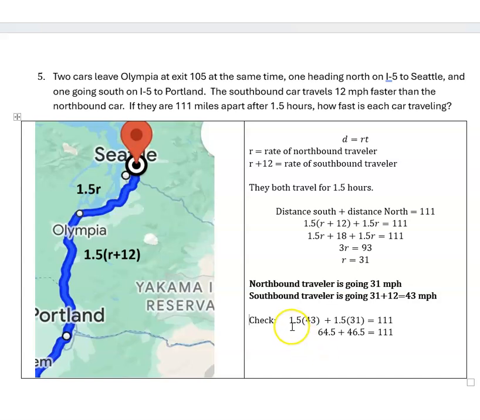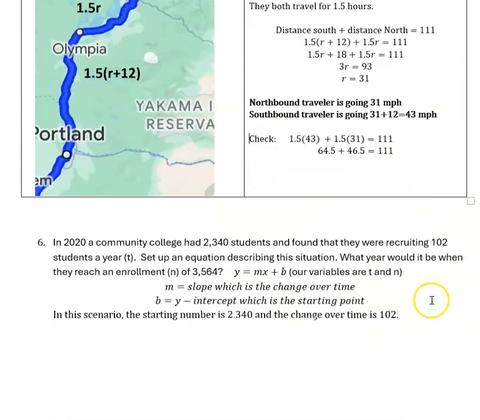How do we check that? 1.5 times 43 plus 1.5 times 31. The first person who's going south got 64.5 miles in, and the other person got 46.5 miles in, for a total of 111 miles.